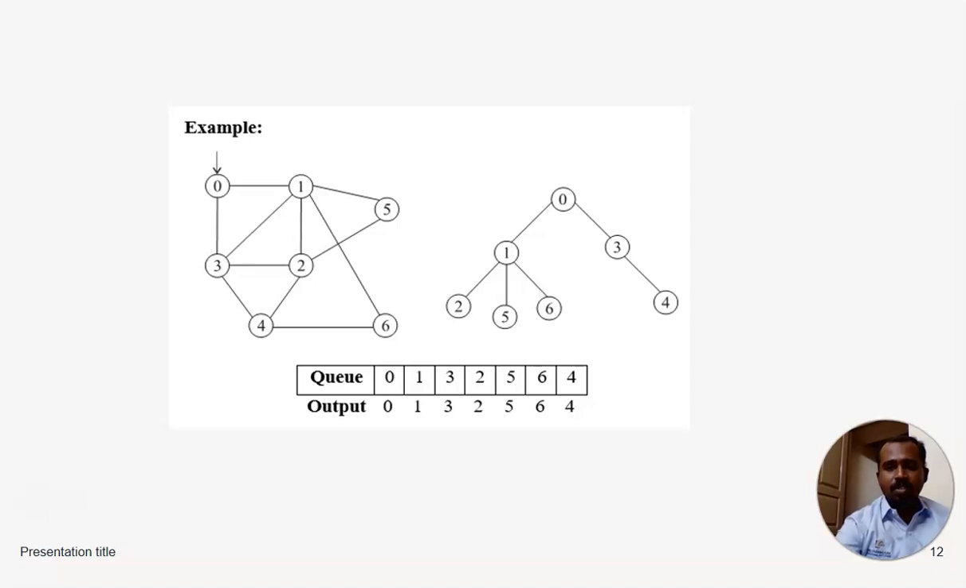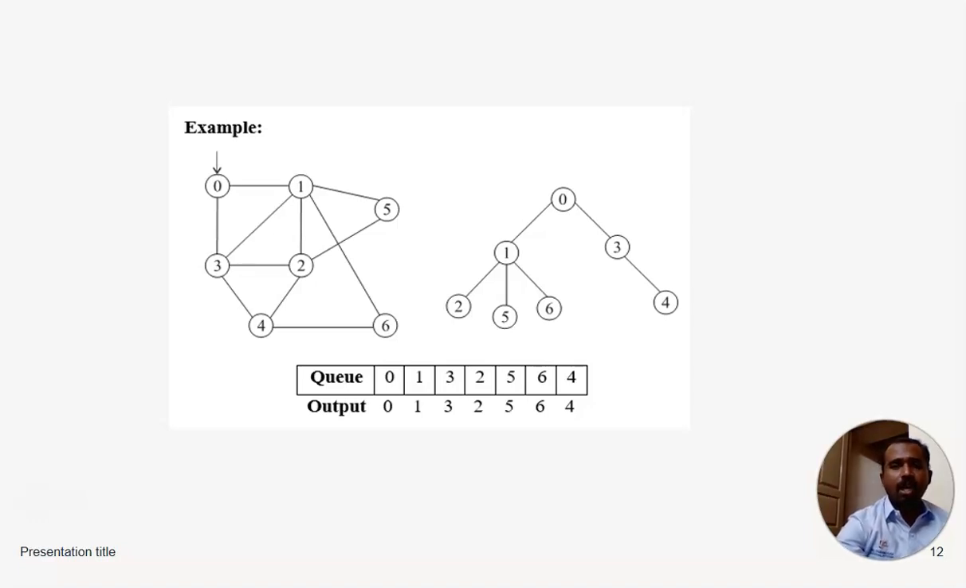This is the breadth first search. So breadthwise we search and implement the input and output in the queue implementation. First is 0, the root node. 0's neighbors are 1 and 3. 1's neighbors are 5, 6, 2, 3. And then 3's neighbors are 1, 2, 4. This is the example diagram, and I have implemented it in tree structure with some differences.